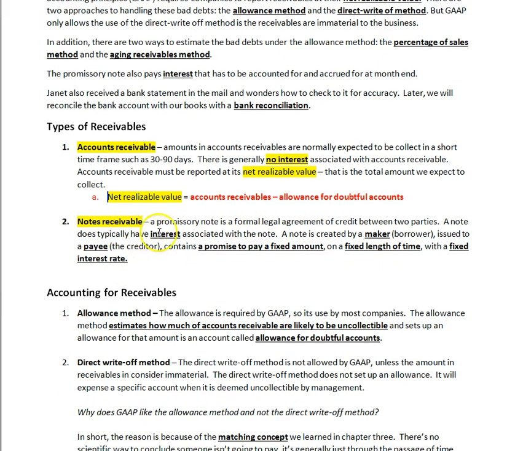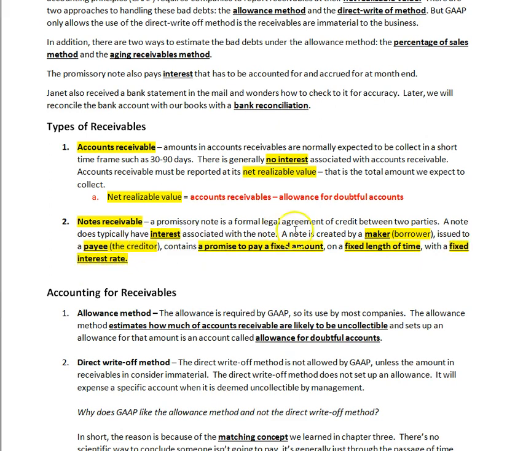Notes receivable we're going to look at later. These generally have interest associated with them, so we're going to learn how to account for the interest. There's a maker. This is the borrower. They're issued to a payee, the creditor. The creditor is the one lending the money, so the payee is lending money to the maker. This is a promise to pay a fixed amount for a fixed length of time and a fixed interest rate.